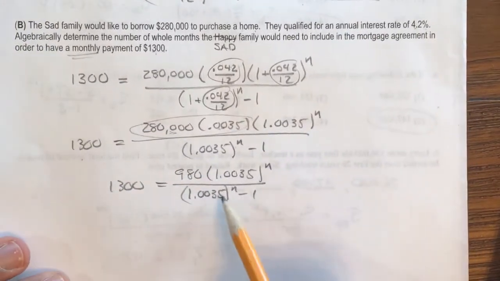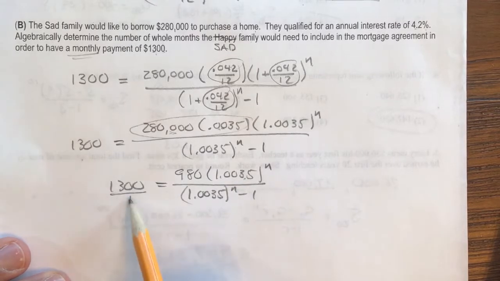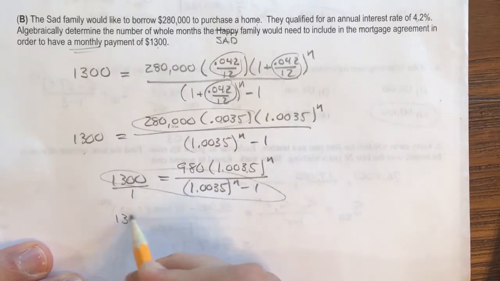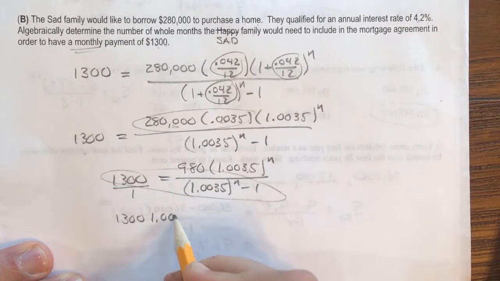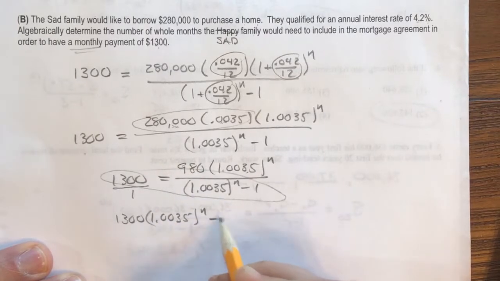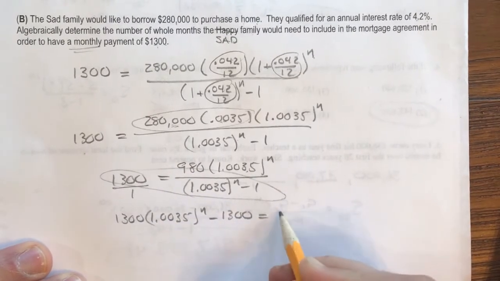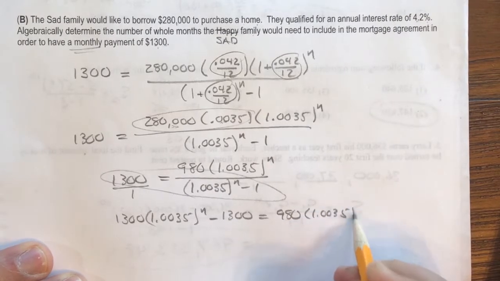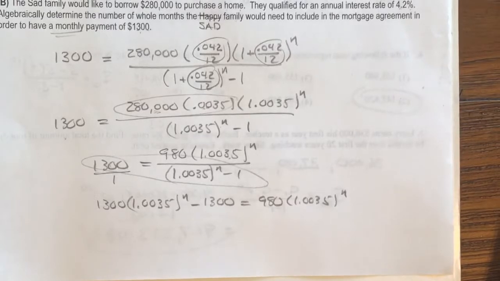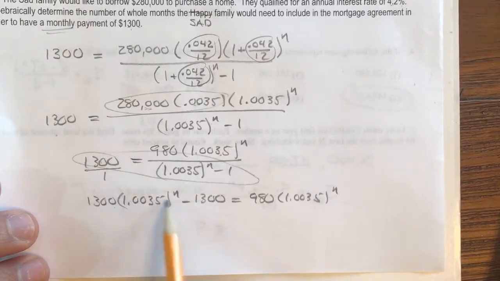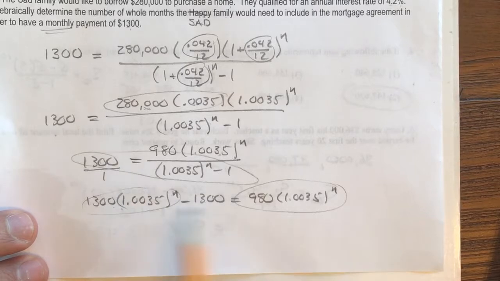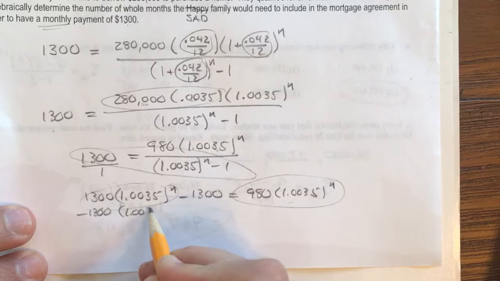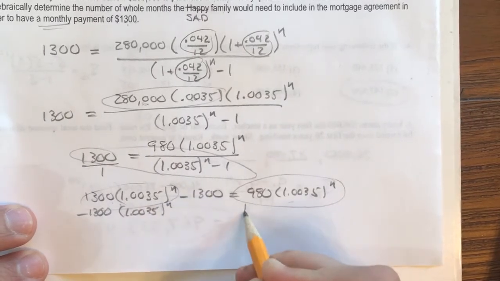Still bad. No, I cannot cancel those. What I could do though is cross multiply. Now when you cross multiply, don't forget to distribute. So it's 1300 times 1.0035 to the n, minus 1300, equals 980 times 1.0035 to the n. Okay, a lot of algebra going on here. Next, this term and this are alike. I'm going to move them together. I want to get the n's together, so I'm going to subtract 1300 times 1.0035 to the n from both sides.